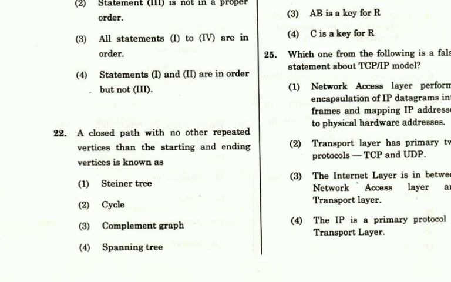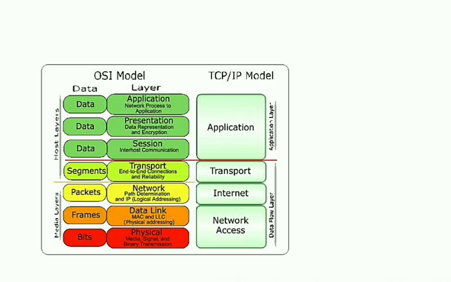So here the false statement is that the internet layer is between the network access layer and the transport layer. So this is the false statement. We'll check the diagram once here. In this picture we can see that the OSI model has 7 layers and the TCP/IP model has 4 layers only. And from the given question, the internet layer comes after the network access layer but before the transport layer. So this statement is incorrect. So option 3 is the correct answer.